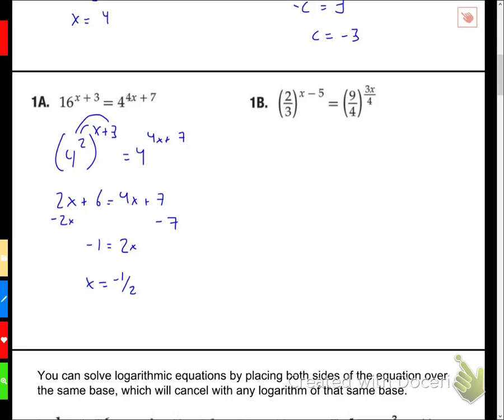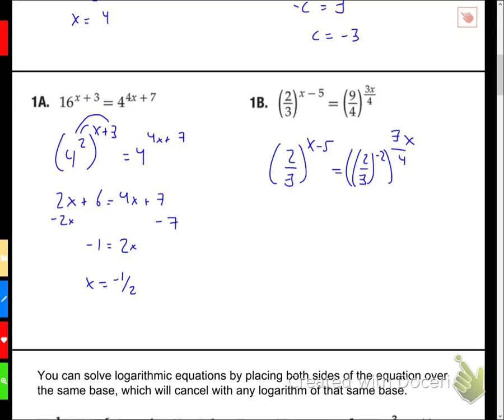Okay, so this next one here, we've got 2/3. And on the other side we have 9/4. So that thing looks like it's been squared, but it's also been flipped upside down. The 3 and the 4 are on opposite sides. So I'm going to keep this guy as 2/3 to the x minus 5. All right, and then this one here is 2/3. He was flipped upside down, so that's a negative power, and he was also squared, so negative 2.